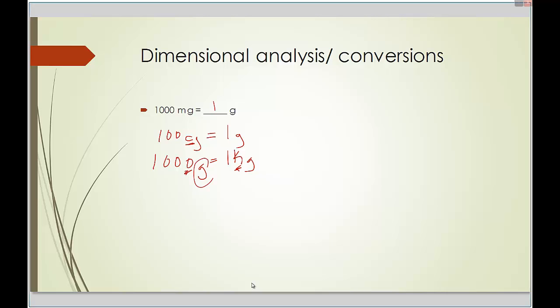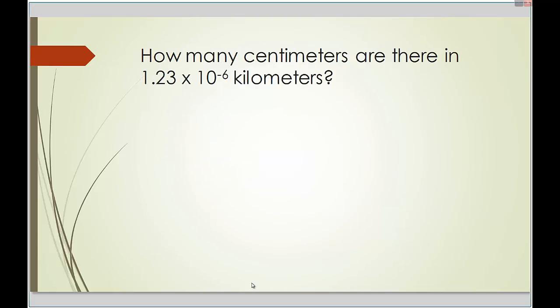Alright, notice that on both sides, the grams. Both sides are grams. It could be centimeters to meters. It could be kilometers to meters. It could be kiloseconds to seconds. It doesn't matter. What matters is the prefix, and you want to memorize all of those and know how to use them when doing conversions. Alright, so let's try some examples.